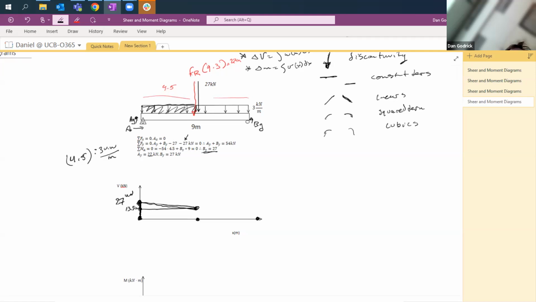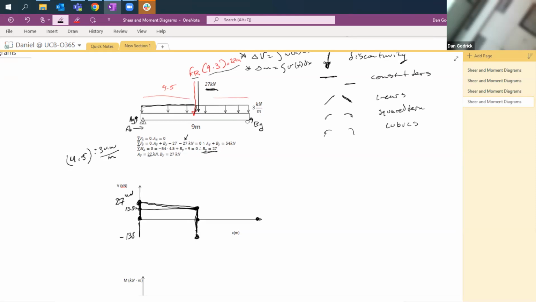Okay, so what happens at the midpoint? Remember, our reaction force, this FR, is just for calculating our reaction forces. Our resultant force is calculated to give us our reaction forces. When we do shear and moment, we have to take into account that this is a distributed load, and so that's what we're doing. But now we have this point load at 27 kilonewtons. So that's acting downward. So we go straight downward, so 13.5 minus 27 is minus 13.5.